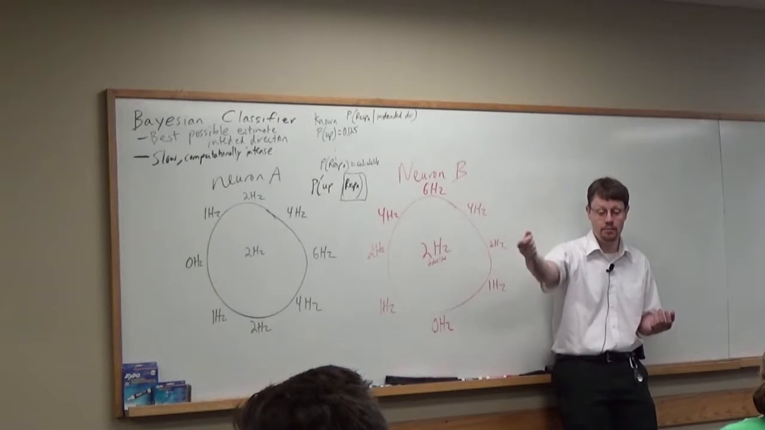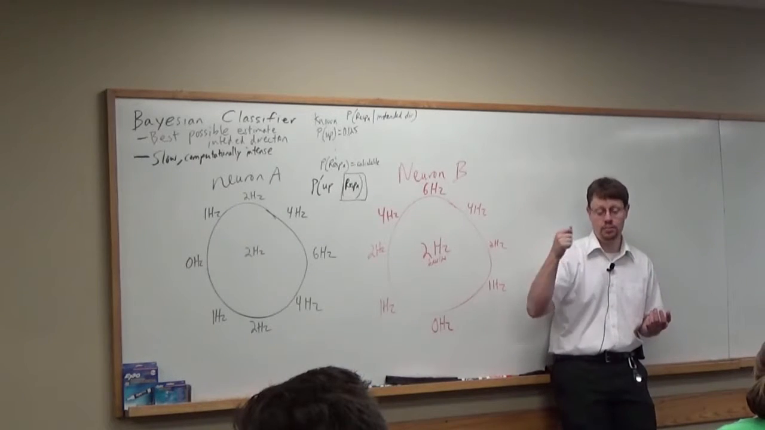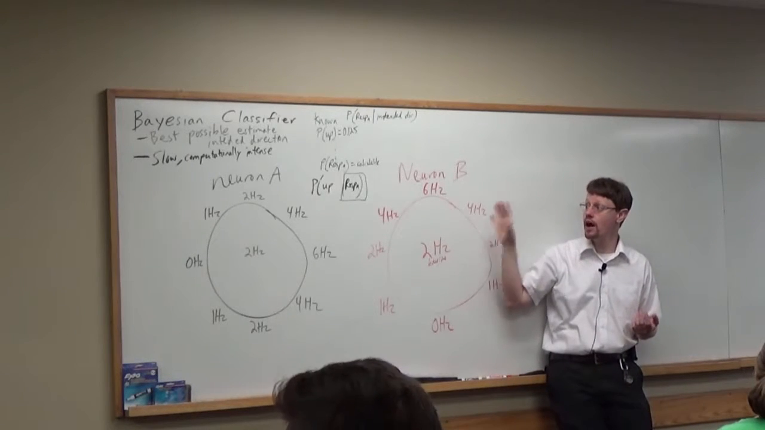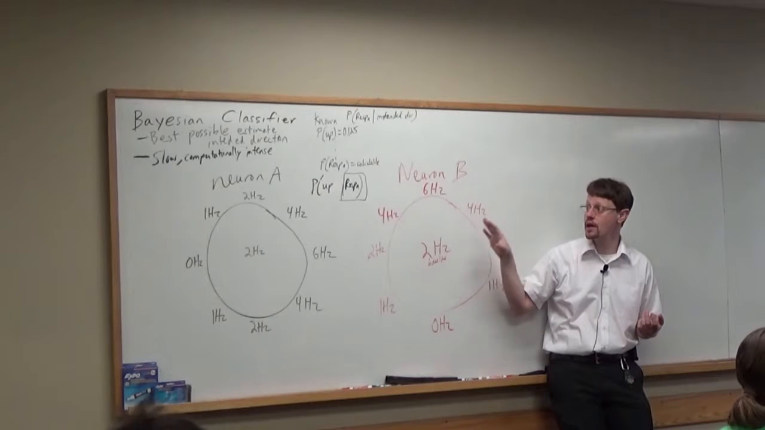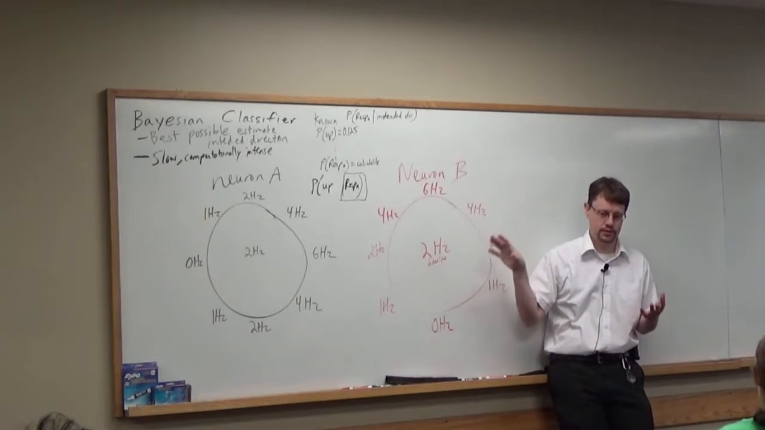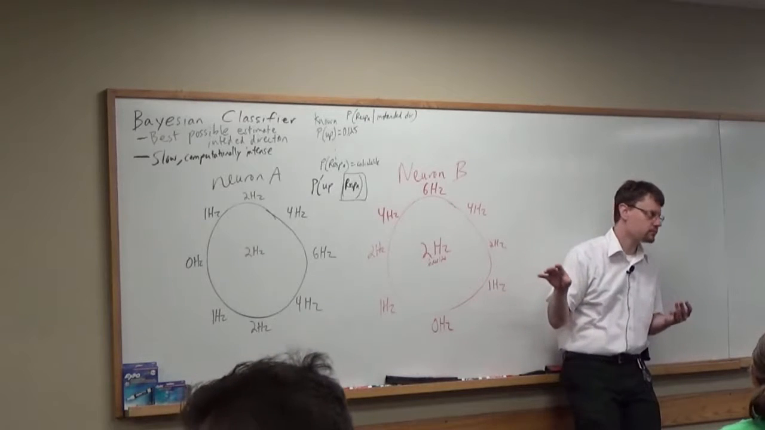We want the movement to come within a tenth of a second of the person's intention. And so our Bayesian classifier is not going to work very well for us because it is too computationally intense to work through.